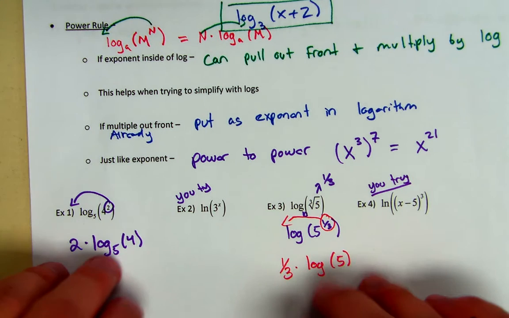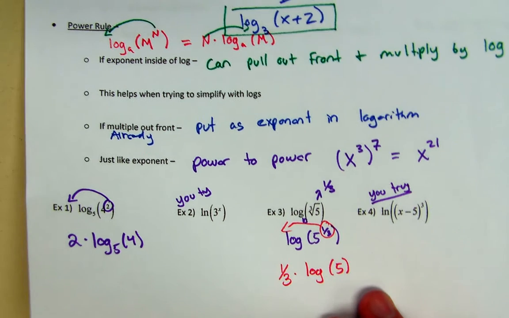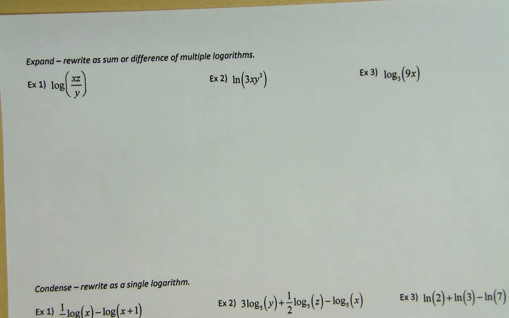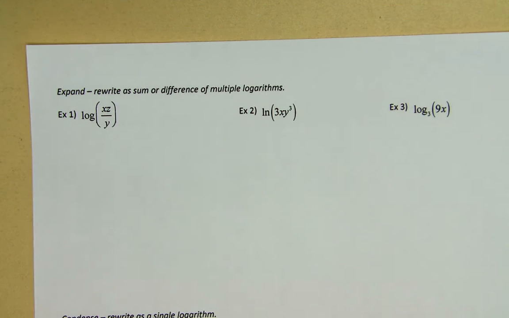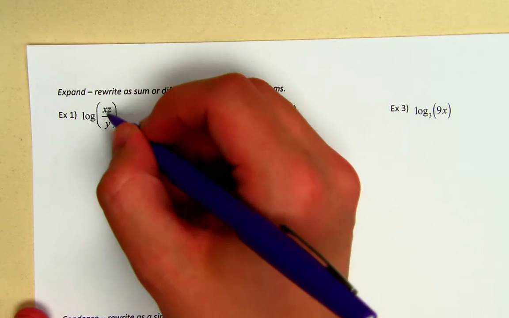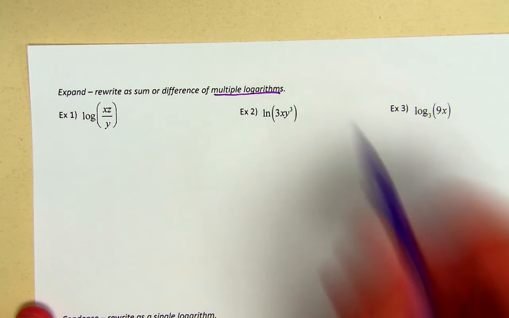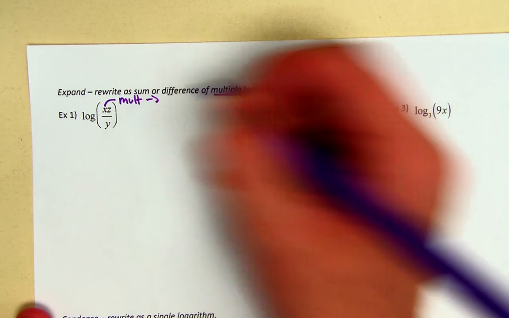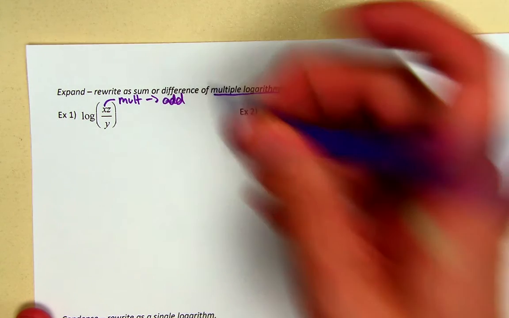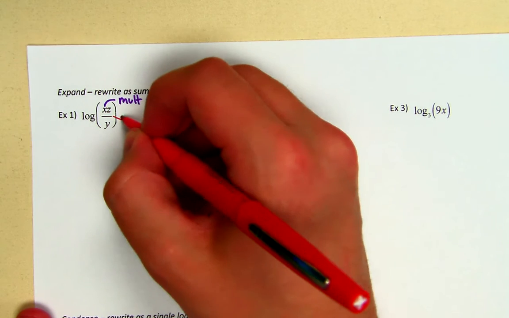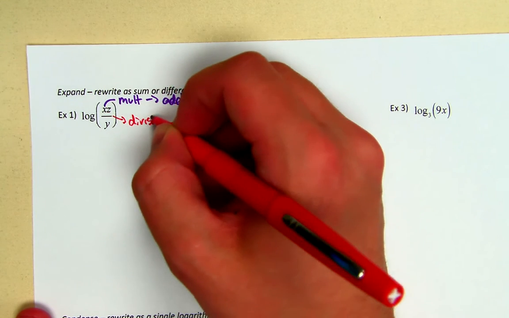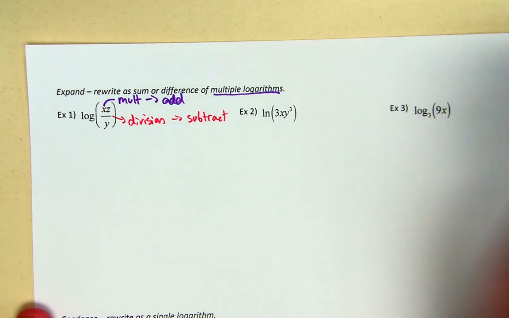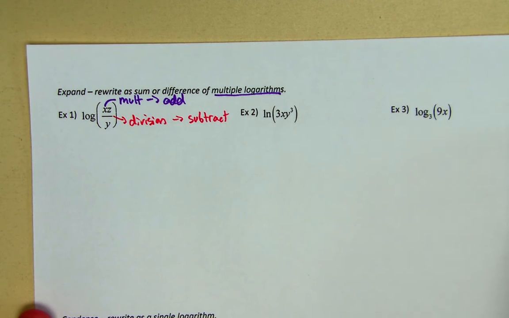Before we finish up here, we need to talk about some expanding and contracting. So, expanding a log. Now we're going to put all the properties together. Look at this. This is a single one. I need it to be multiple. So here, I have multiplication, which means that I need to add. Here, I have division, which means I need to subtract. So let's start with the multiplication first.